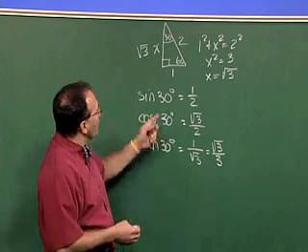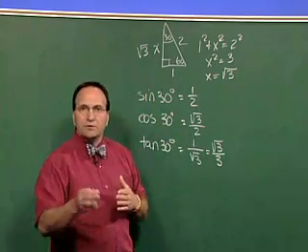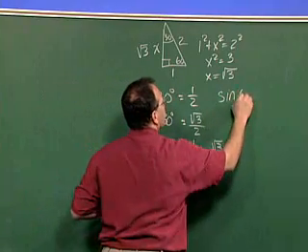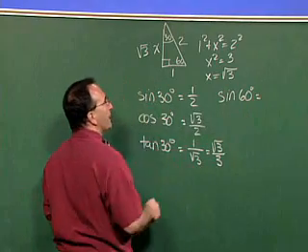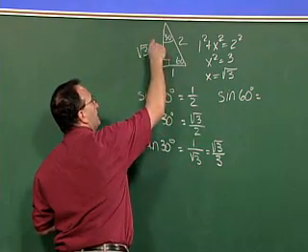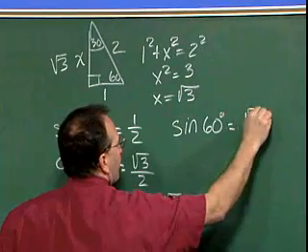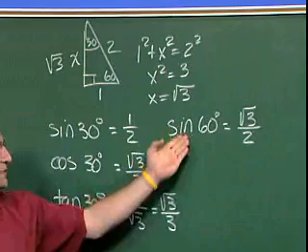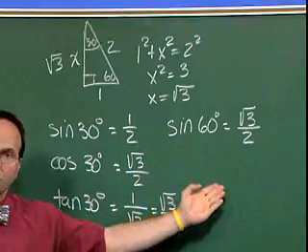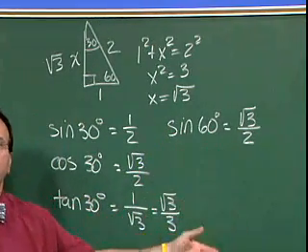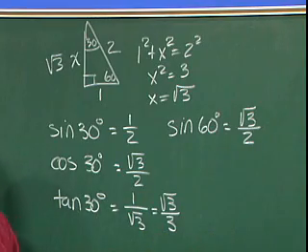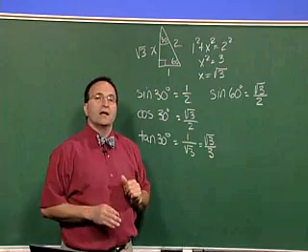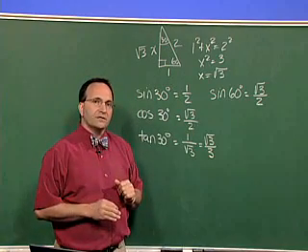In addition, we could find, for instance, and I will do this one, the sine of 60 degrees. The sine of 60 degrees will be the side opposite it over the hypotenuse, square root of 3 over 2. I'm not going to continue, but we could go through and find the cosine of 60, the tangent of 60, as well as all the reciprocal functions. But that's how you can use that special triangle to find the trig functions of 30 and 60.